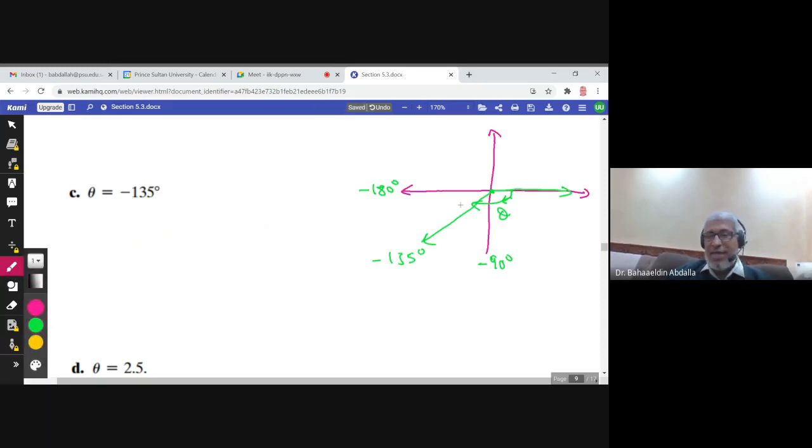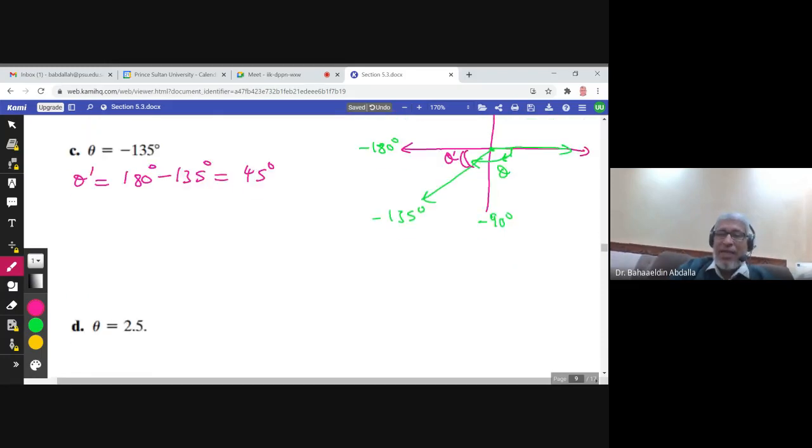Now, where is the reference angle? It is this angle. This is the angle theta prime. How to find theta prime? I can start from negative 135, or if you want to forget about the negative, you can find 180 minus 135, and the answer would be 45 degrees. So theta prime is 45 degrees in this case, and that's the reference angle of negative 135. It is positive, it is acute, and it is between the terminal side of negative 135 and the x-axis.